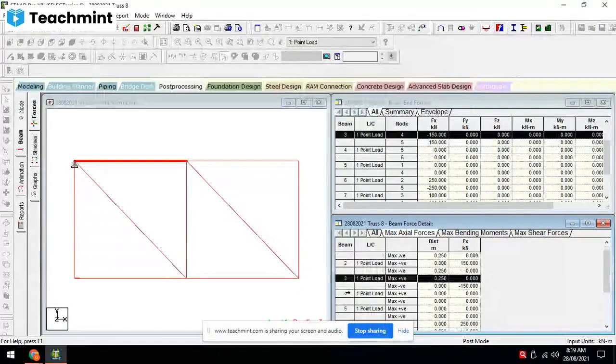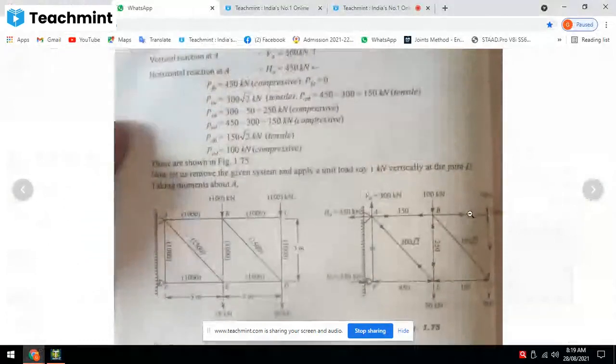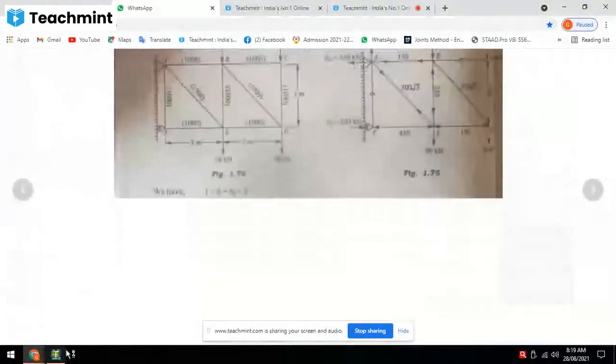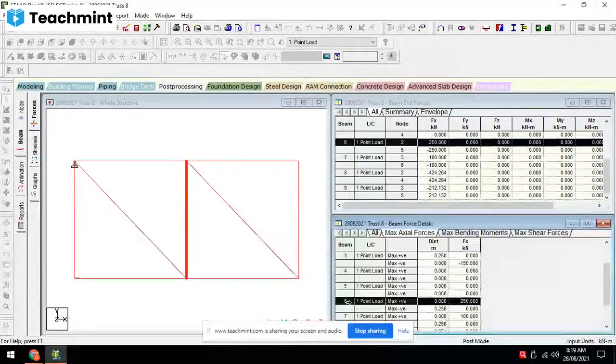It is 150, correct? It is 0. Yes. In this member, it is 0. As you can see, 0. In BC, it is 0. 0, 250.